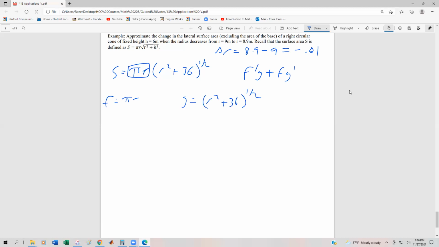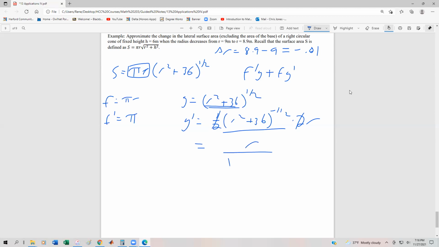Now, f prime is pretty easy to find. That's just going to be pi. And for g prime, we're going to have to use our chain rule. So this is going to be 1/2 times r squared plus 36 to the minus 1/2, but then we need to multiply by the derivative of the interior function. The derivative of r squared is 2r. The 2 and the 1/2 cancel each other out, and we can move this to the denominator. So another way to write g prime is r over the square root of r squared plus 36.